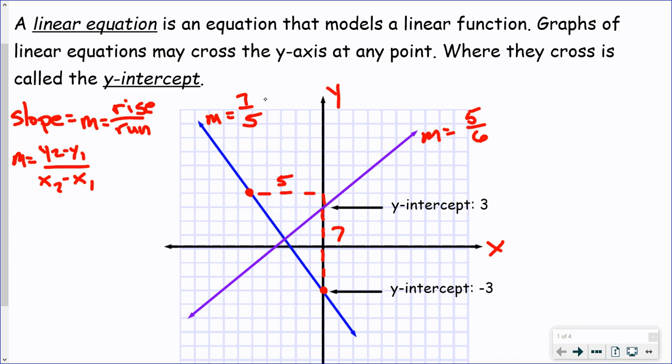And the larger your slope is, the larger this value, the steeper your line is. All right, so slope measures how steep your line is. Okay, so y-intercepts are where they cross the y-axis, and you can find the slope by doing rise over run. All right, so let's move on.